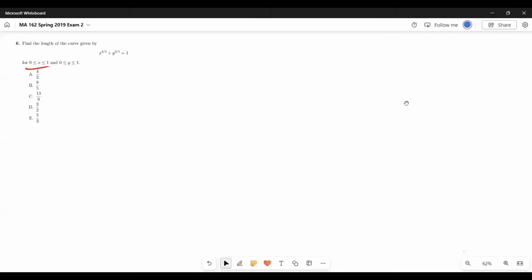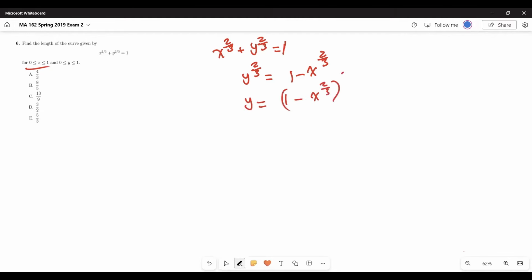Okay, this question is: find the length of the curve given by the equation. Okay, let's write the equation: x to the 2/3 plus y to the 2/3 equals 1. I'm going to write it as y to the 2/3 equals 1 minus x to the 2/3 power. And I'm going to get rid of the 2/3 power by raising both sides to the 3/2 power. This is going to be y equals (1 minus x to the 2/3) to the 3/2 power.